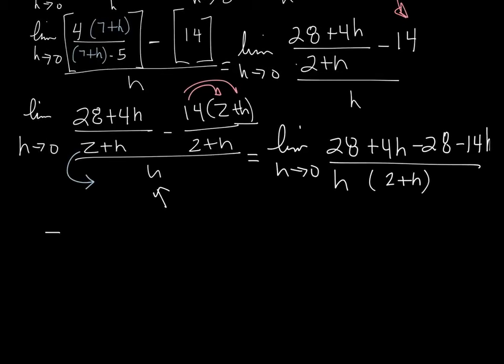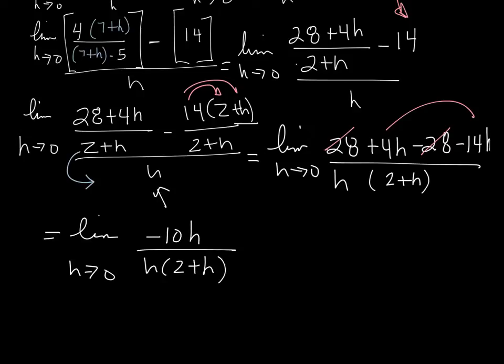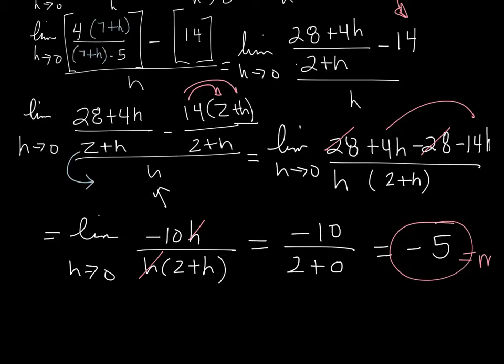So away I go. I have the limit as h approaches 0. Up here I can see the 28's cancel, which is nice. I have 4h minus 14h, so I believe that's negative 10h. I didn't do anything with the bottom. And this is where I would cancel out the h's. And then finally my last step would be to take the limit by actually plugging in 0 for h, and I get negative 5. So remember, this value, negative 5, is your actual slope.